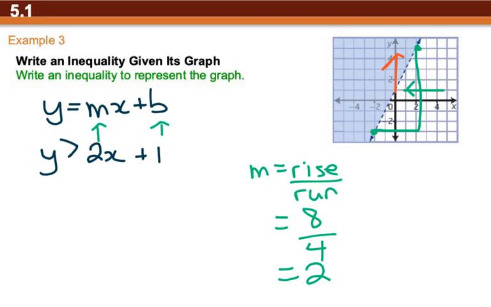The last thing we need to take into account here is whether or not y is just greater than or y is greater than or equal to. For that, we need to look at the line itself again. It is a dotted line, and as I mentioned back in example 2, dotted lines do not have equal to with the inequality, so this one would be done at y is greater than 2x plus 1.